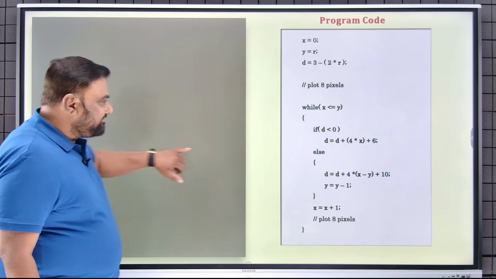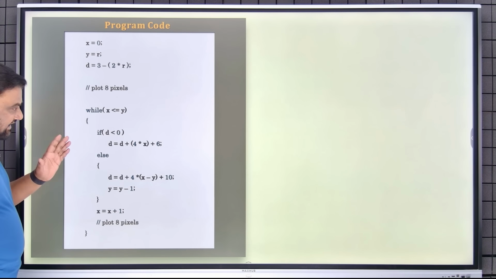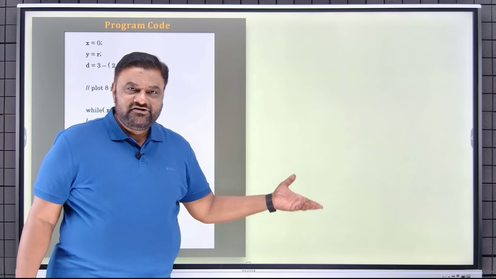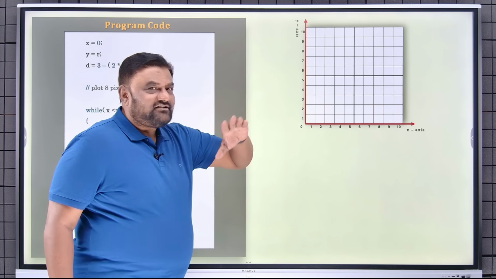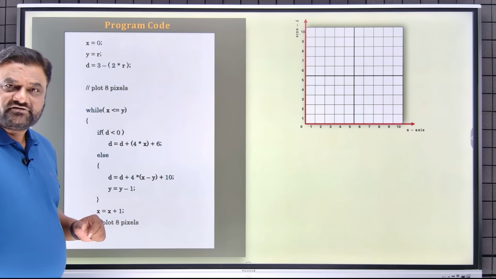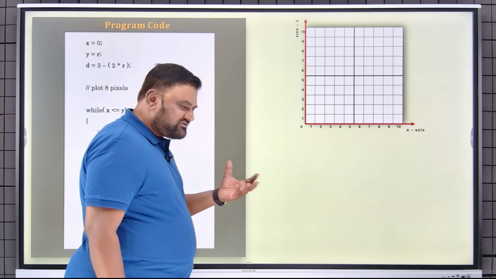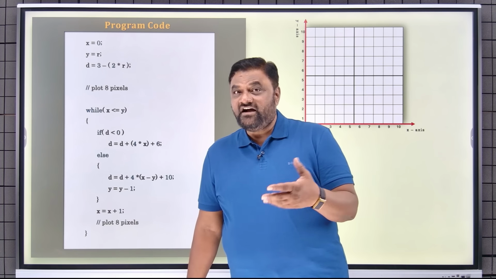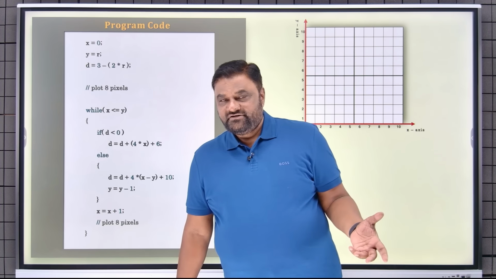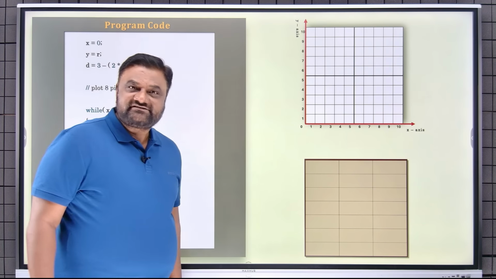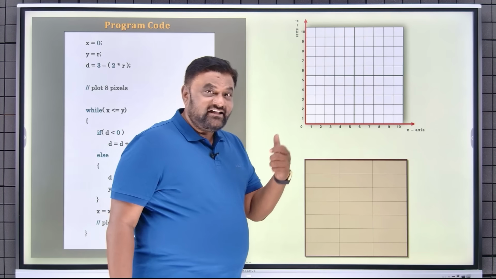Now let us keep the program code here and we will run this and draw pixels. For that, I'll bring back the graph here. Now I'll be tracing this program code. For tracing, we should see how the values of x, y and d are changing. So I'll prepare a table here, and in that I will write down the values of x, y and d.